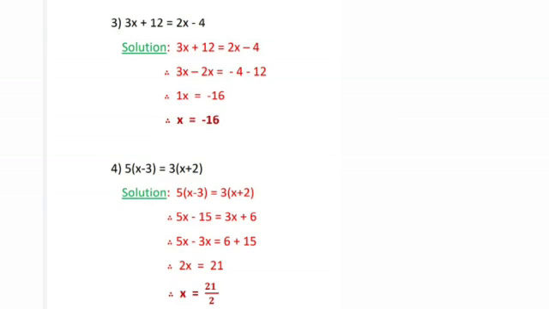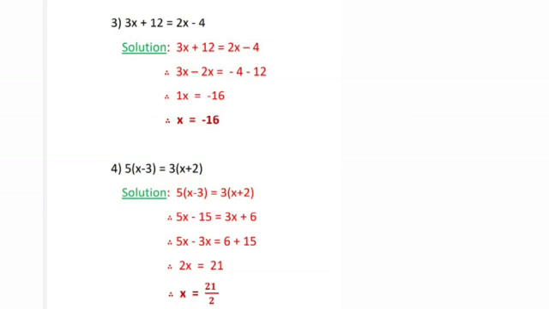Now your right hand side, again open the bracket. 3 into x is 3x, 3 into 2 is 6. So 5x minus 15 is equal to 3x plus 6. In the same way 3x from your right hand side, get it to left hand side. So it becomes 5x minus 3x, and with 6 minus 15 from your left hand side, when it goes to right hand side, it becomes plus 15. So 5x minus 3x is equal to 6 plus 15.